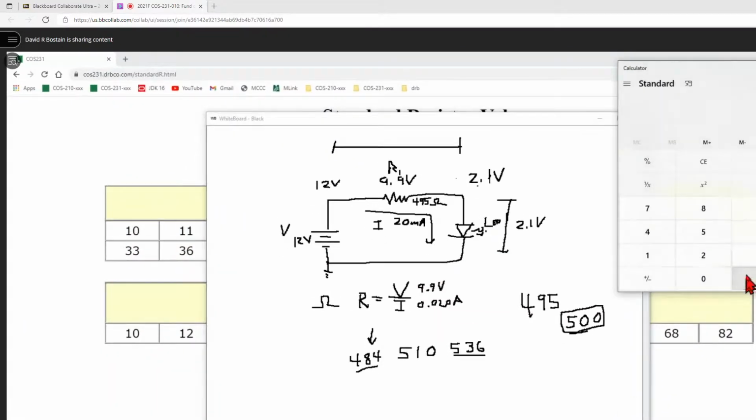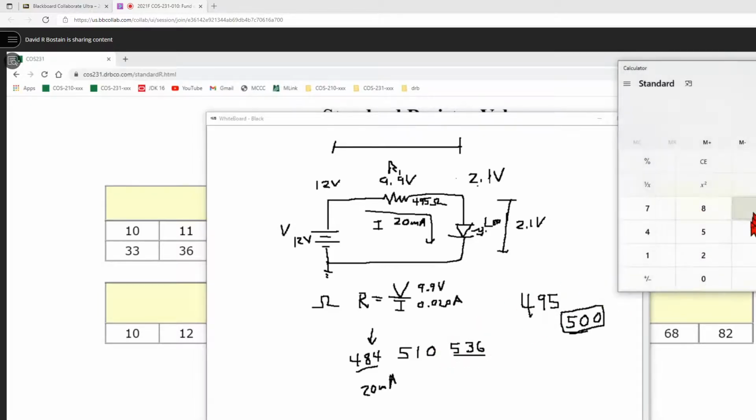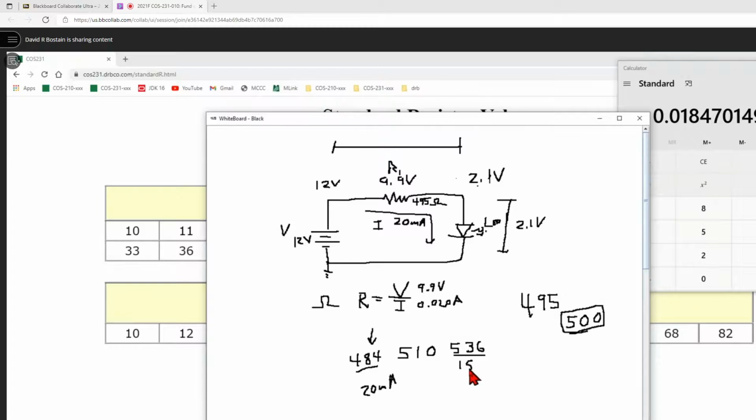Again, we need the calculator. So 484 is our resistance. We want to compute the current. So we can take the voltage, which is 9.9, divide it by 484. We can come up with two significant digits as 20 milliamps. Okay, let's do the same thing, but with the other value. 9.9 divided by 536. That's 18 milliamps.